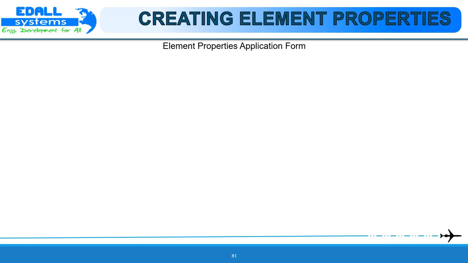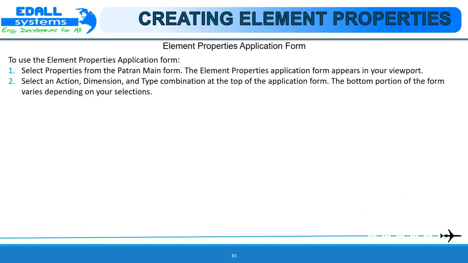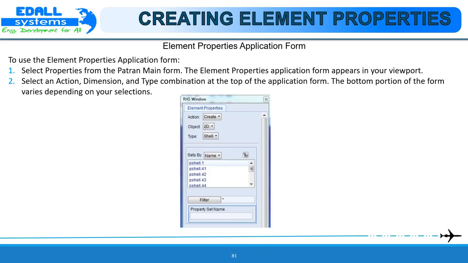Element properties application form. Element properties are grouped in sets. Each set has a unique name that you define and is associated with one analysis code, analysis type and element type. Element properties that vary reference a field. To use the element property application form, follow the steps shown on the screen by pausing the video.